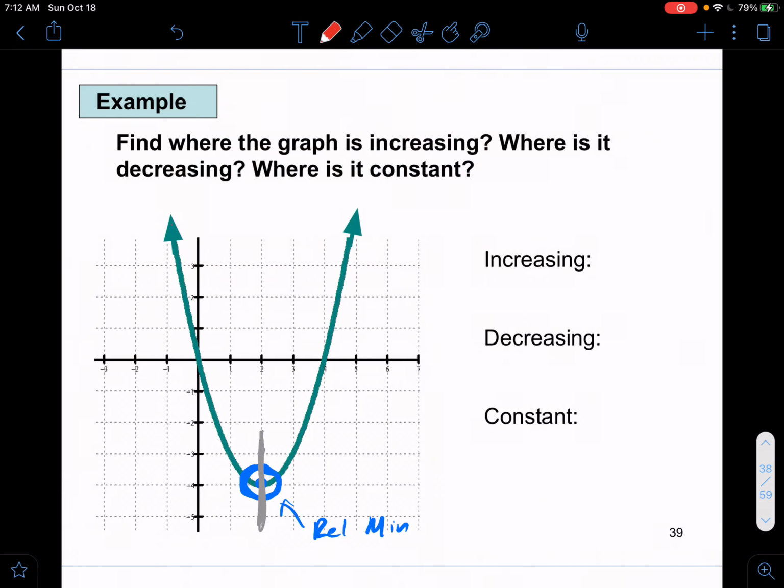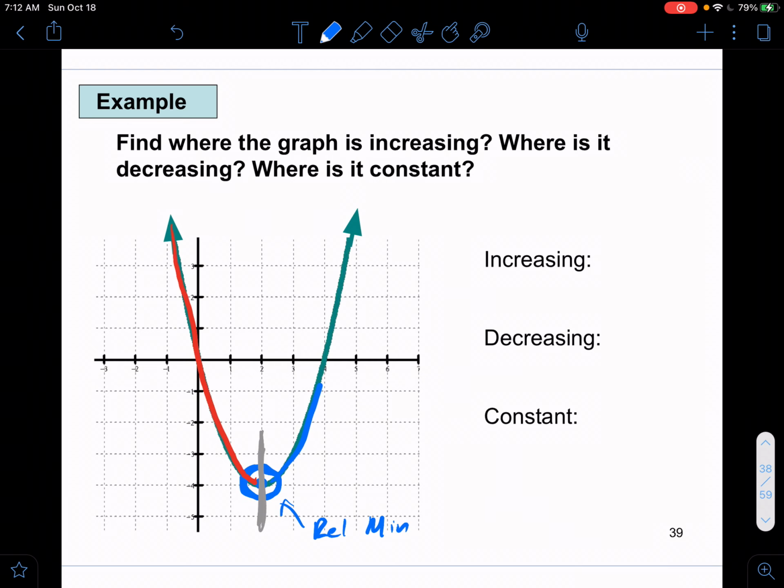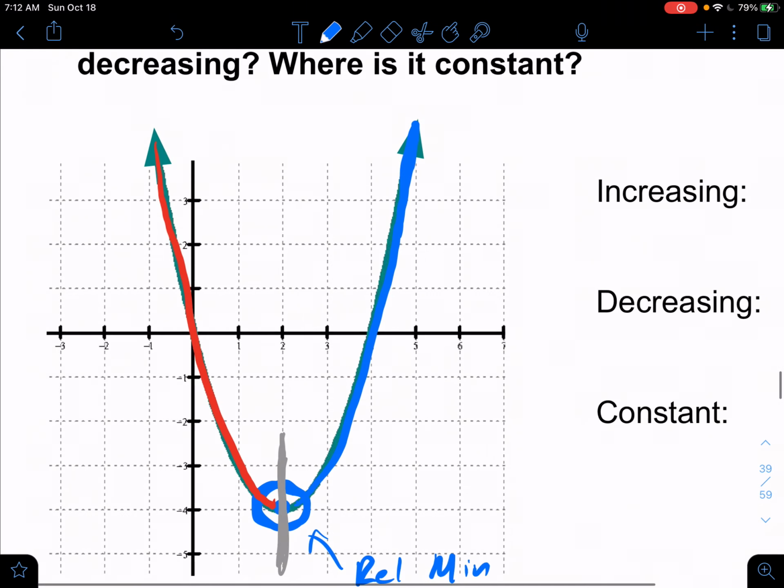So for this graph, we see that we are coming down, down, down, till I get to that point, and that's where I really flip and I start to go up, up, up, right? So now I can see my graph going up.